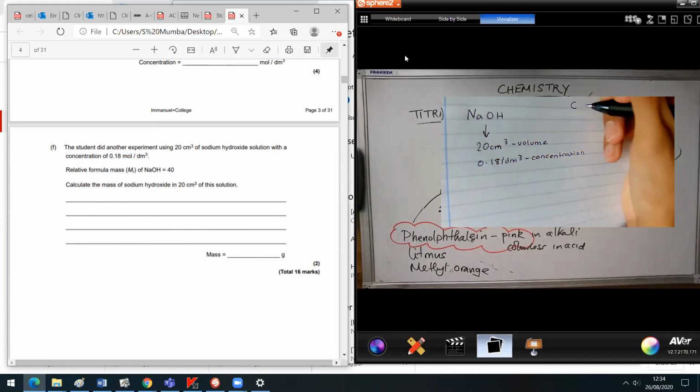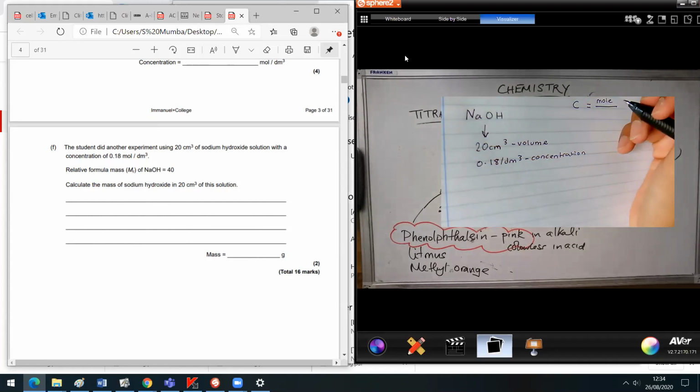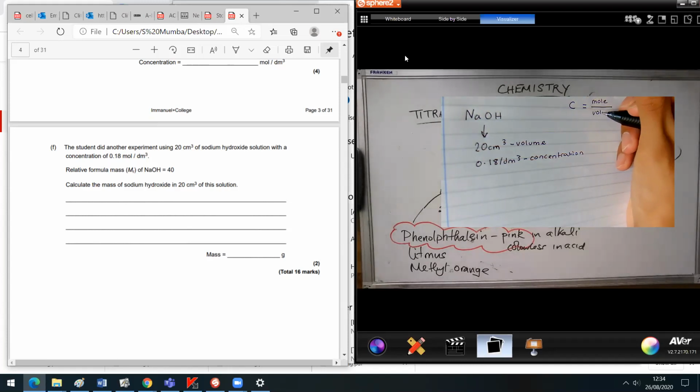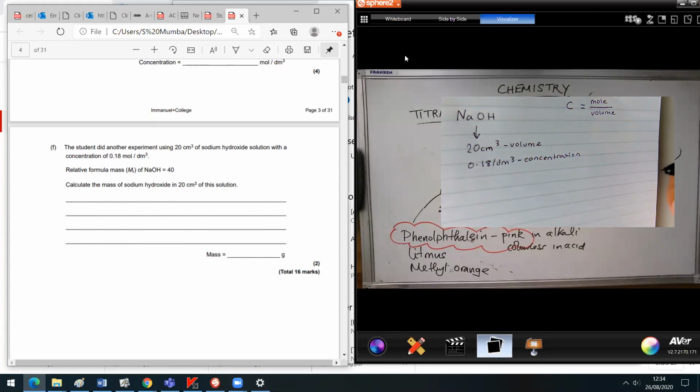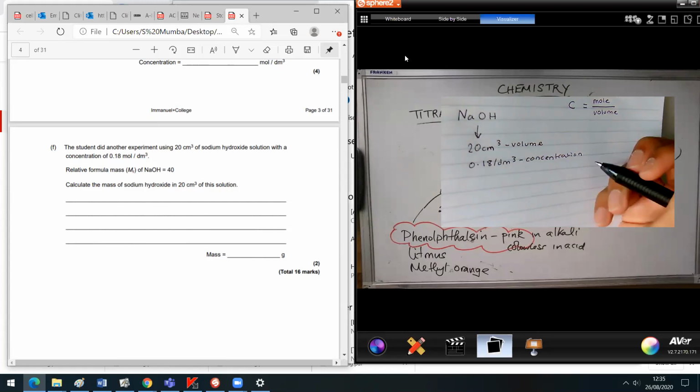Okay, and then we know the equation, the concentration equals moles divided by, is it the mass? I think relative formula mass. Sorry, I was thinking of you calculating the formula for moles. You're right, divided by volume. So you know the concentration and it wants you to work out the mass. So if we work out the moles first, then we can convert it to mass. Sounds good to me.